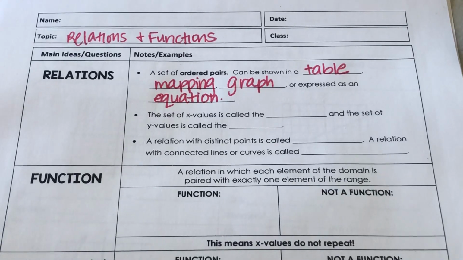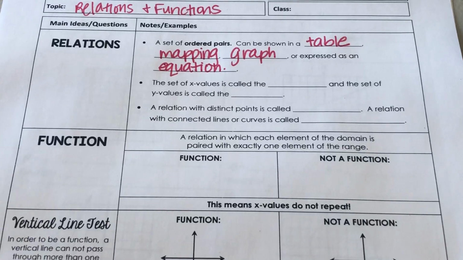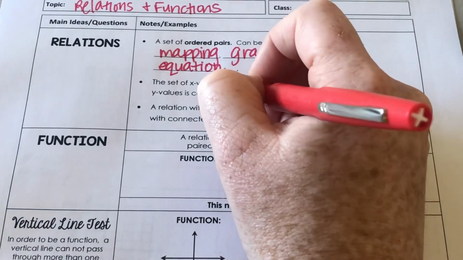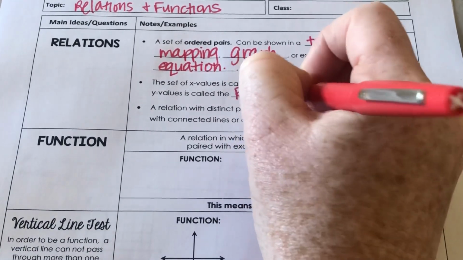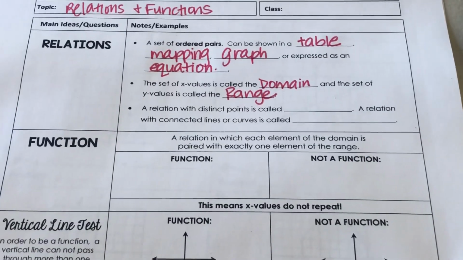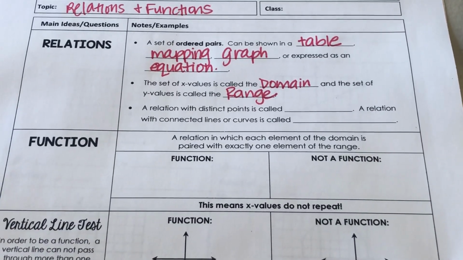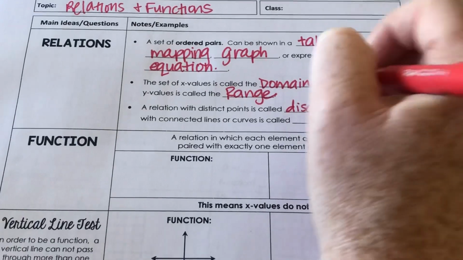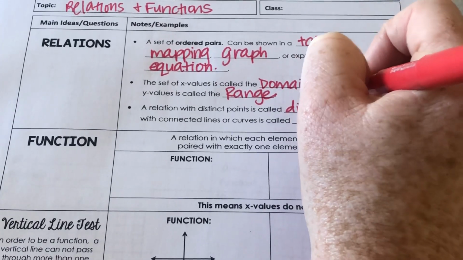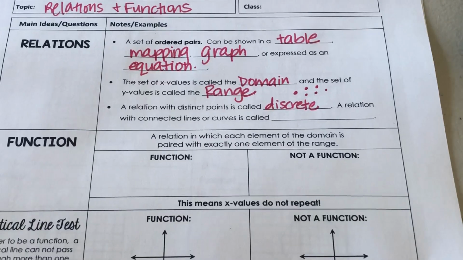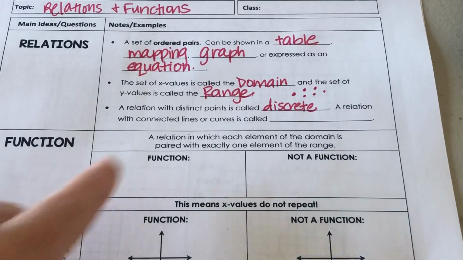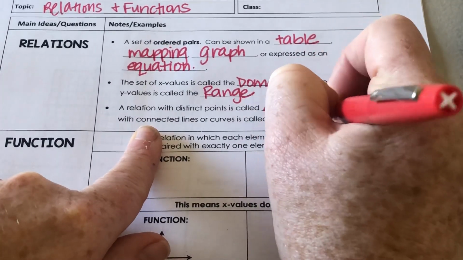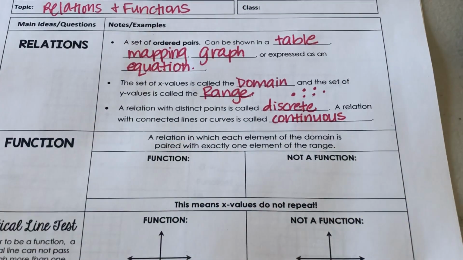Okay, the set of x values is called the domain, and the set of y values is called the range. A relation with distinct points is called discrete. So that would just be a bunch of points on a graph that aren't really connected at all. And then when they are connected, a relation with connected lines or curves is called continuous. Okay?